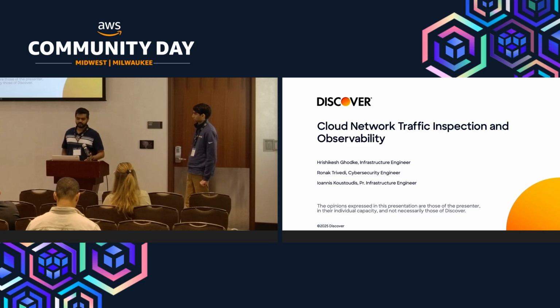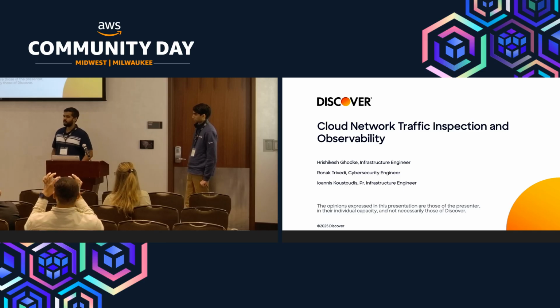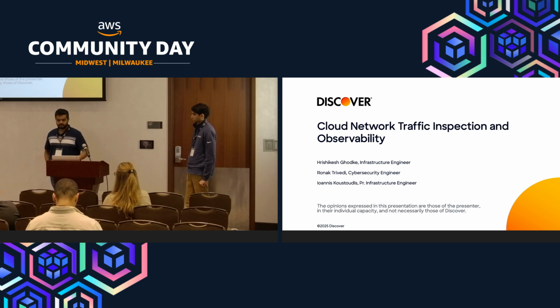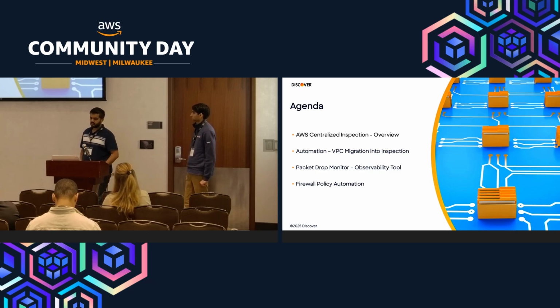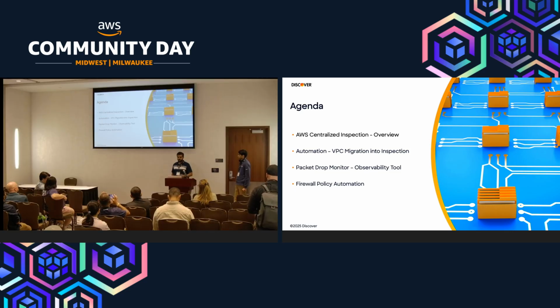We built our secure network connectivity and observability. Today we are going to talk about AWS network inspection. That's an overview, and some automation that we did around VPC migration into inspection.